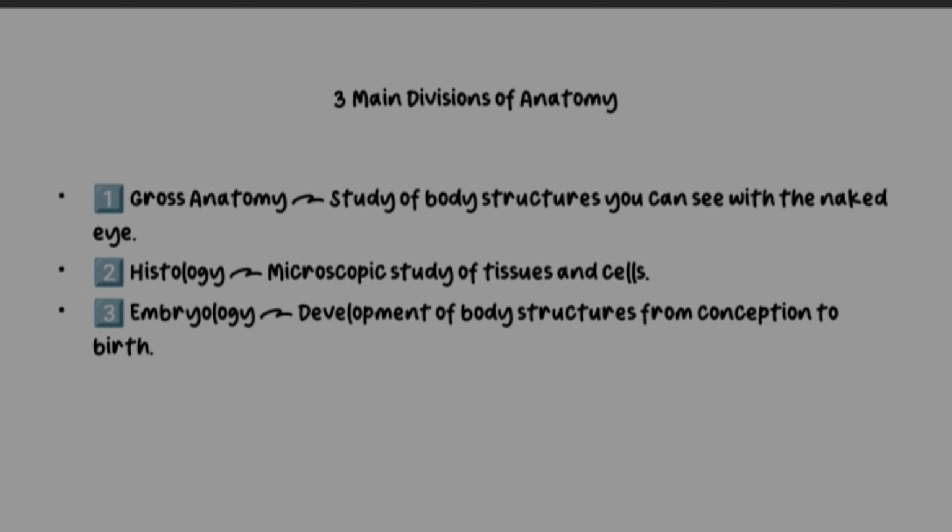The first one, gross anatomy, is a study of body structures you can see with the naked eyes, like upper limb, lower limb, abdomen, head and neck. And the second thing is histology. Histology is a microscopic study of tissue and cells. And third one is embryology, the development of body structures from conception to birth.